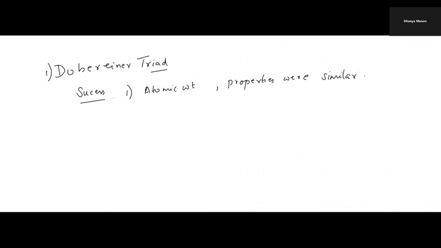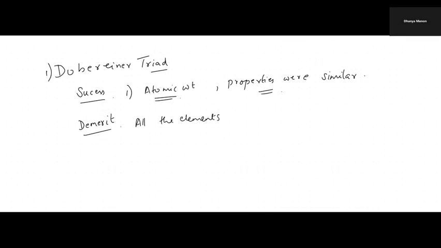So, for the first time, a scientist arranged the elements according to atomic weight, and the elements in the triad had similar properties. Now, what was the demerit? Why was it not followed for a long time? The demerit was that a lot of elements were discovered by then, so all the elements could not be accommodated according to this law.